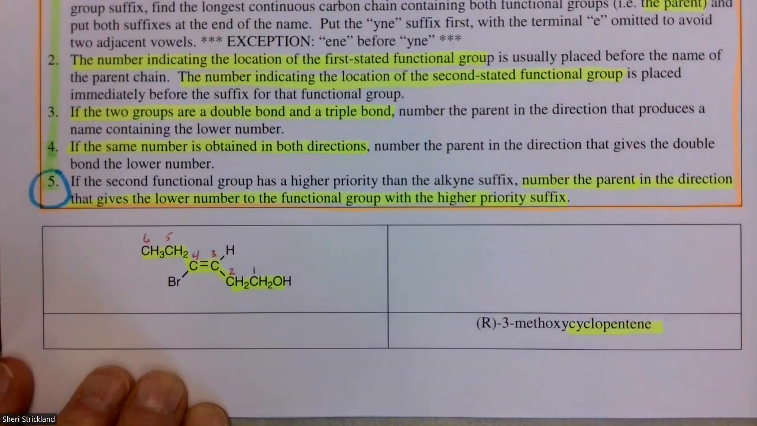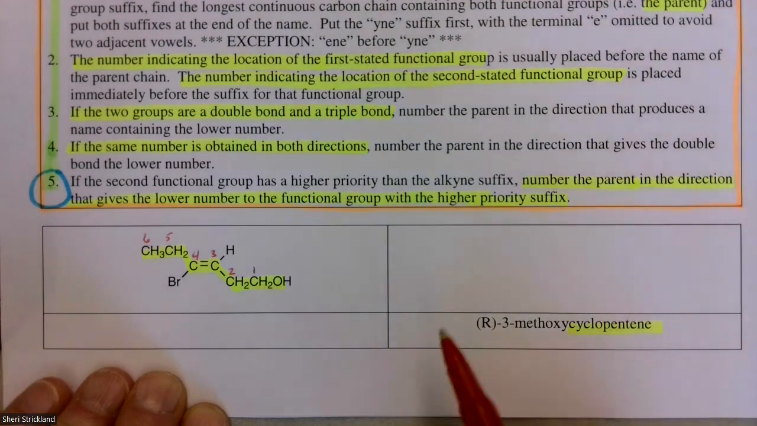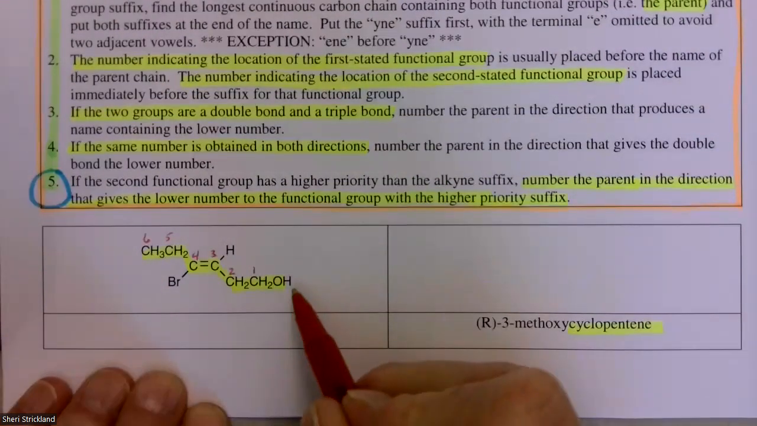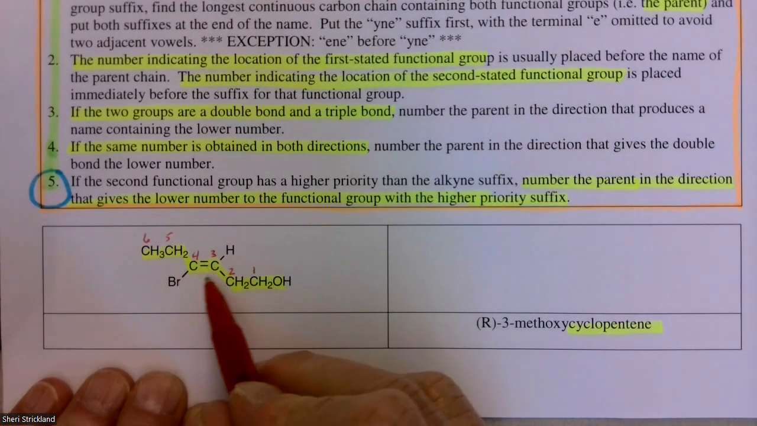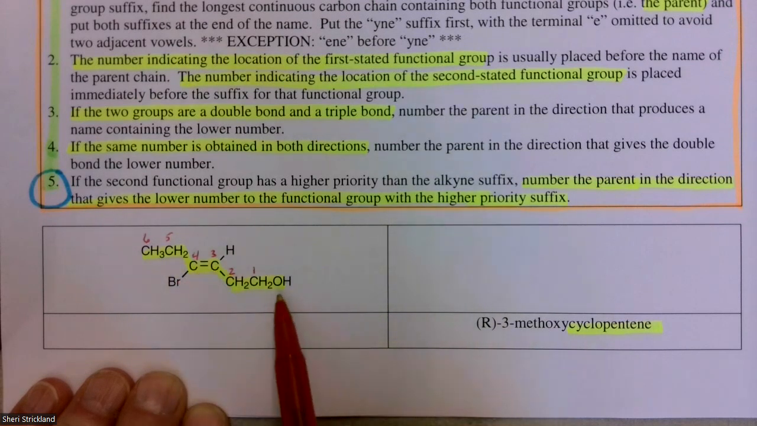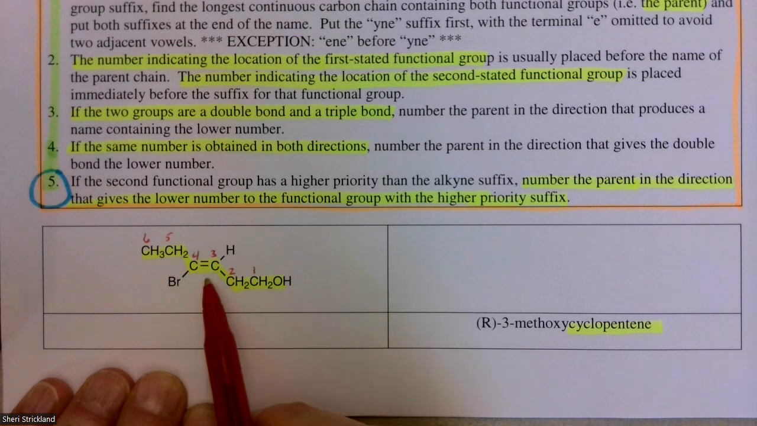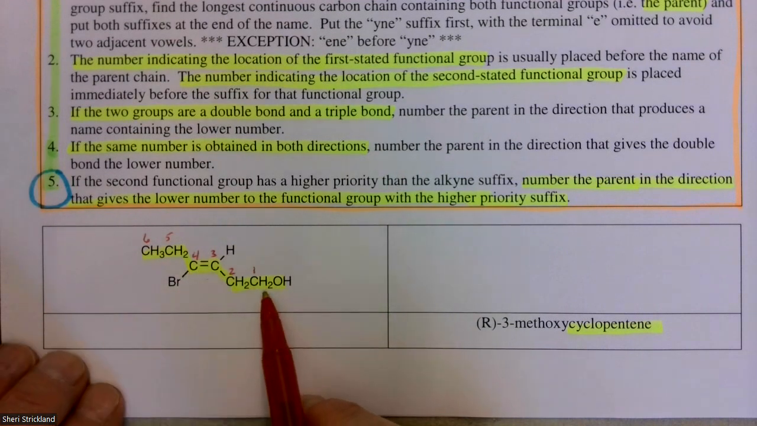And take a look at that. So what I did was I went ahead and picked out the parent and numbered it. So you can see we've got an OH, an alcohol, and we've got an alkene, a carbon-carbon double bond. And since the alcohol has a higher nomenclature priority than this carbon-carbon double bond, it gets a lower number.